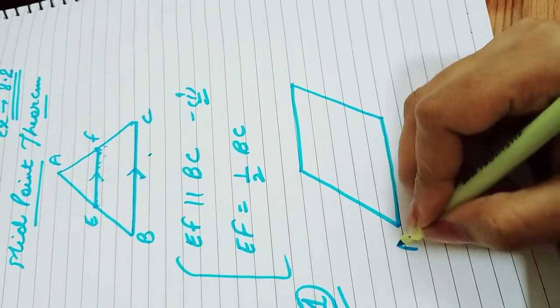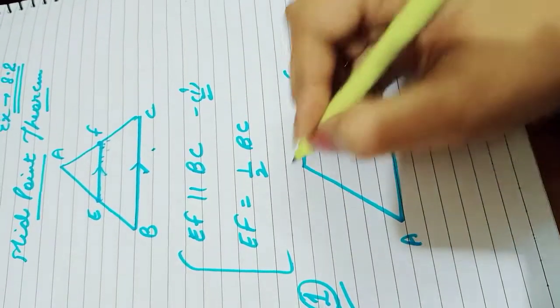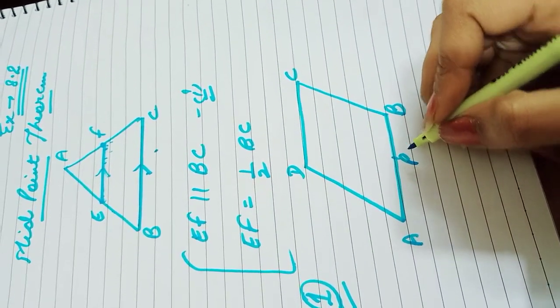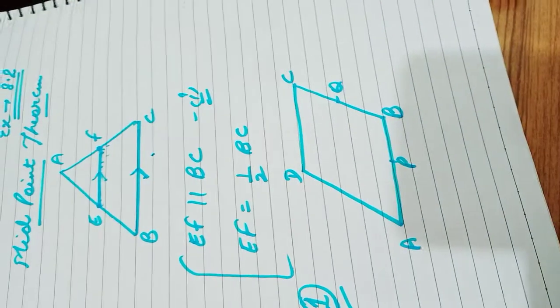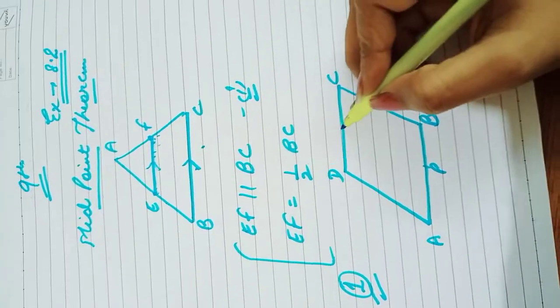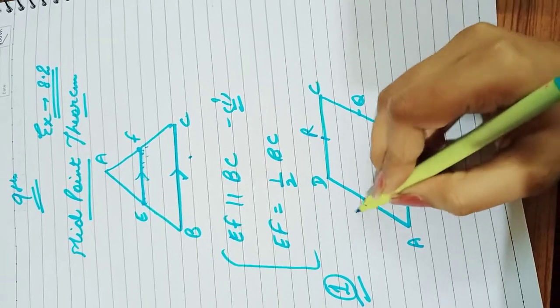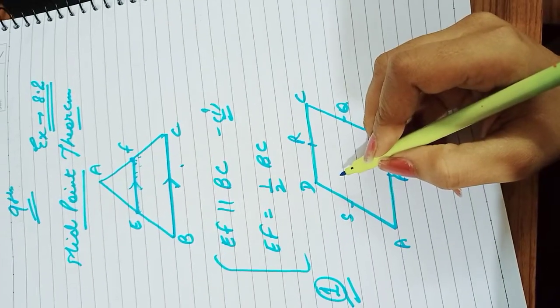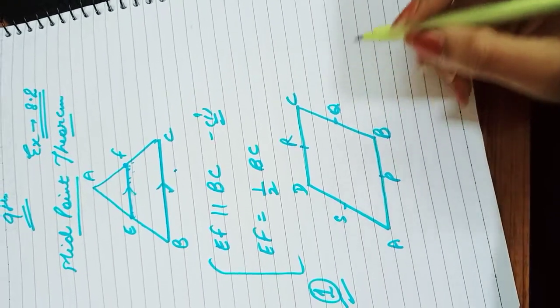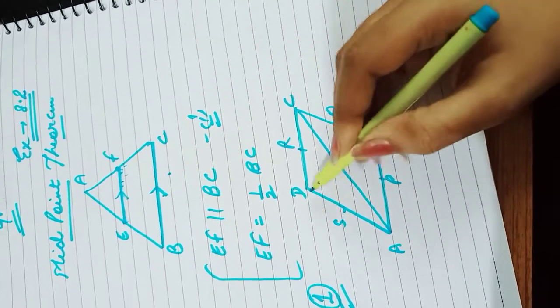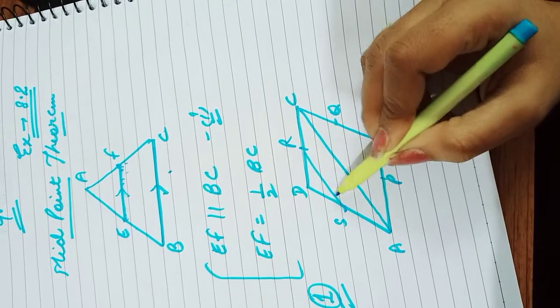In ABCD, point P is the midpoint of AB. Q, R is the midpoint of this, and S is the midpoint of AD. So what you have to show is that SR is parallel to AC. AC is a diagonal, and you have to show that SR is parallel to this, right?